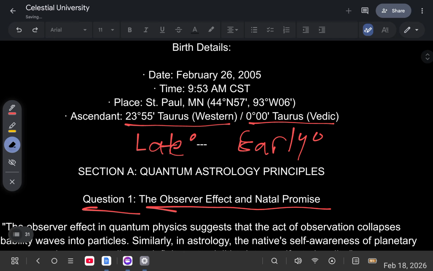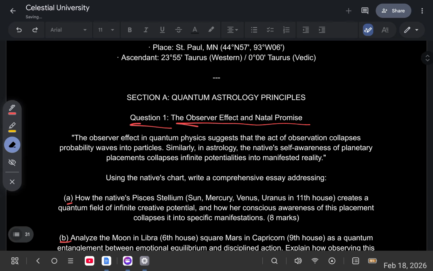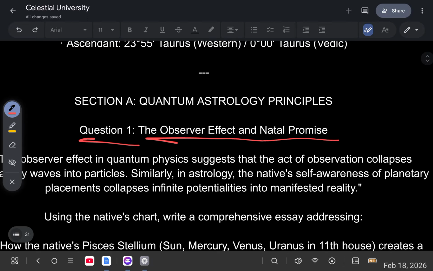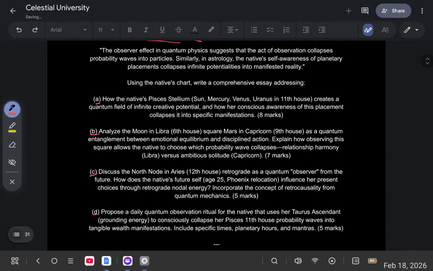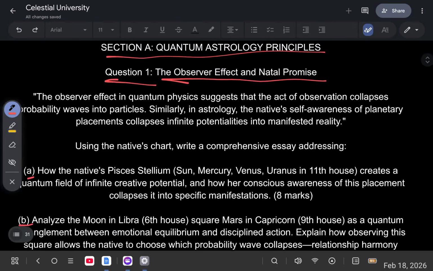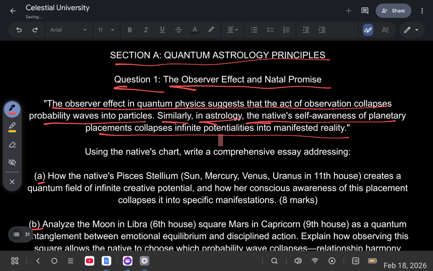So, now that we have that information, I want to go over some quantum astrology principles for this first video. So our first question, it has a few different parts in it. So the observer effect in quantum physics suggests that the act of observation collapses probability waves into particles. Similarly, in astrology, the native self-awareness of planetary placements collapses infinite potentialities into manifested reality.